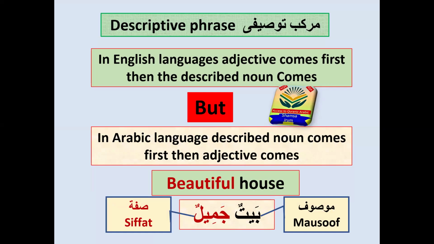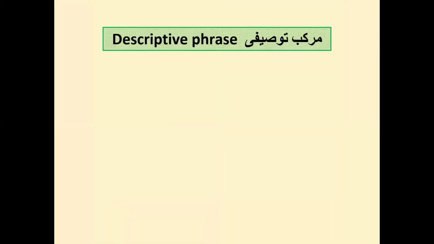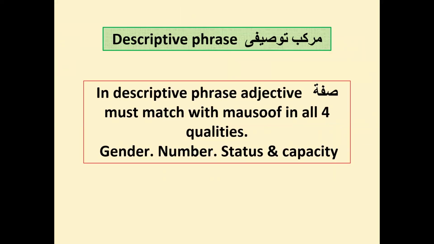So you must know that mawsuf will come first, then sifa in Arabic language. It's the opposite of the English language. Because when you do the translation, first of all you will do the translation of the sifa, then you will do the translation of the mawsuf. Okay, in this slide, I will explain to you the qualities of the mawsuf and sifa.